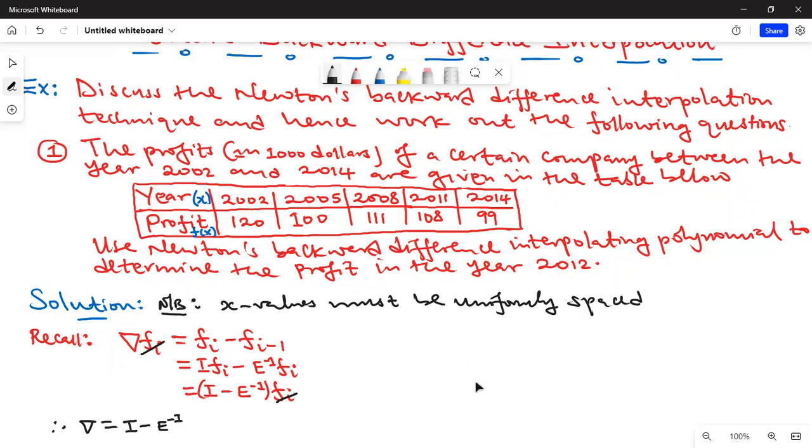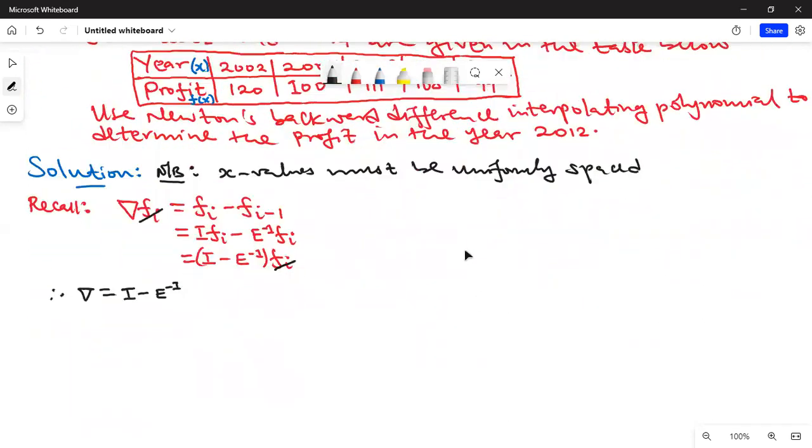I want to make E, the shift operator, the subject. So when you make E the subject, this means that our shift operator is the same as identity. Remember, identity is just the same as 1, so I'll just replace it by 1. So it will be 1 minus the backward difference, raised to negative 1. So now we know the shift operator in terms of the backward difference operator.